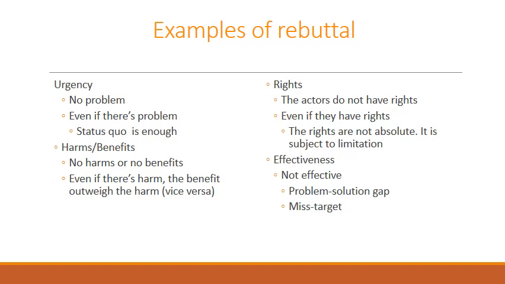So what could you rebut? First, you could rebut in terms of urgency. For example, they say it is very urgent. No, you don't see any urgency. There is no problem. Even if there is a problem, it is not very severe. Also, scope is not enough. You can also rebut in terms of harm and benefits, in terms of right, and in terms of effectiveness. So you have to be very careful and also very sensitive towards the arguments provided by the opponents.